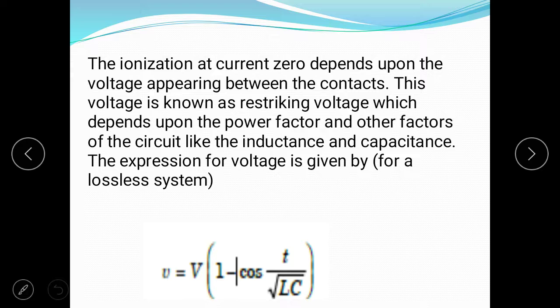Next, the ionization at current zero depends upon the voltage appearing between the contacts. This voltage is known as restriking voltage. It depends upon the power factor and other factors of the circuit like the inductance and capacitance. The expression for voltage, for a lossless system, is V equals Vm (1 minus cos t upon under root LC). This is the expression for restriking voltage.